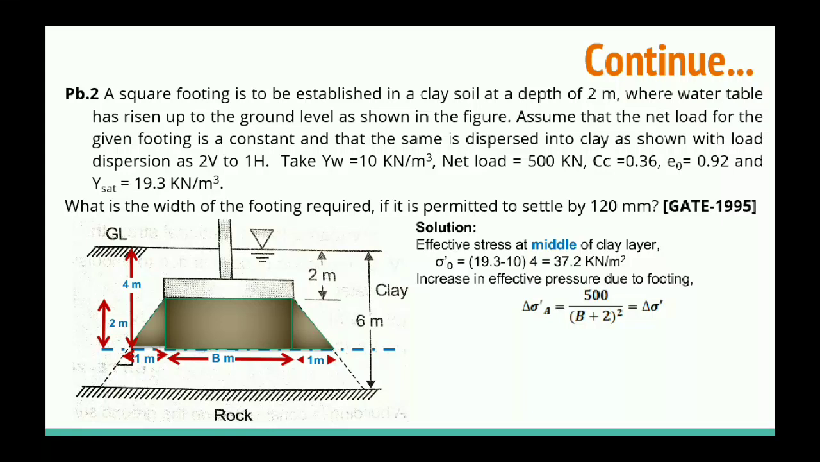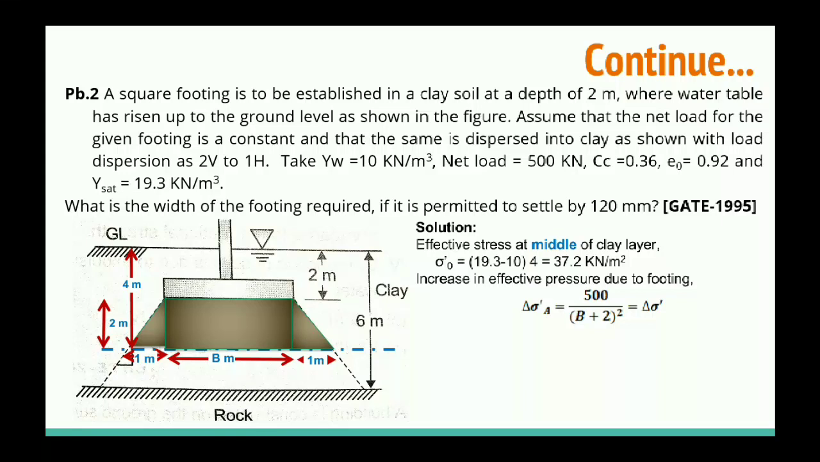So we can write delta sigma dash at the middle of the clay layer. In this question I am saying the middle of the clay layer, but I am not calculating at the middle. Are you getting my point? So what middle will we take? Whatever the depth in between the rock and the bottom of the footing, suppose the depth is h. Then we have to calculate the change in the effective stress at h by 2 distance from the bottom of the footing.